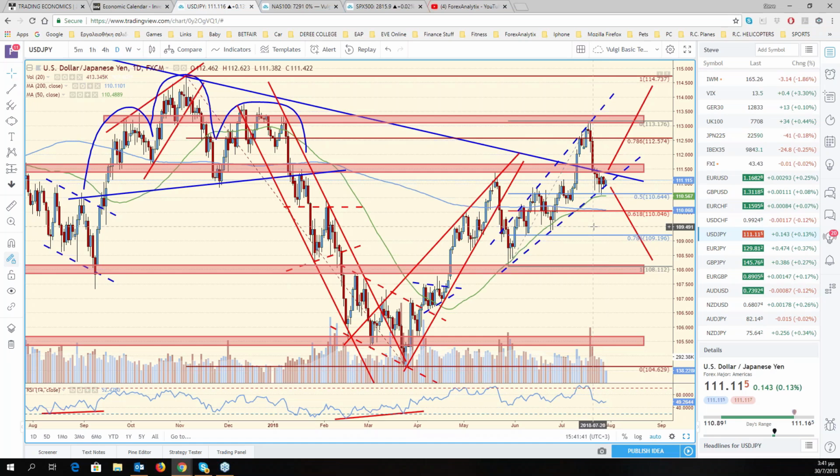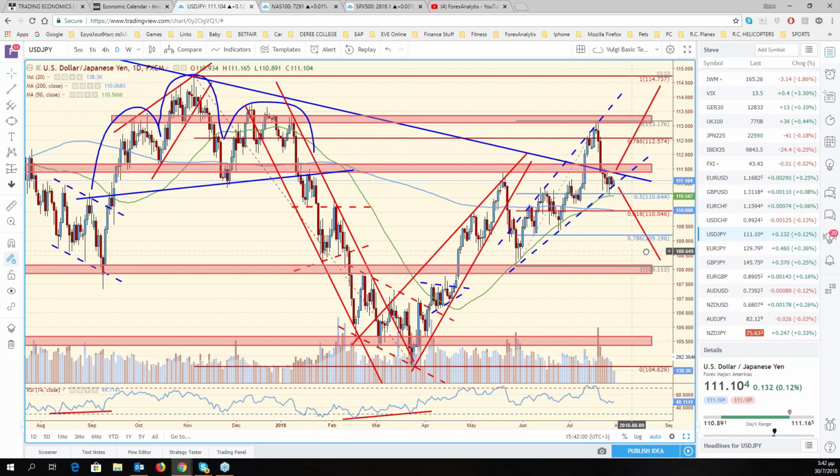In which case, I think the next area of support is at 110, because it's the 61.8 of the last move higher. It's also the 200 DMA. But in all likelihood, I think that if we actually start producing one more leg lower, we might even make it lower than there, like towards even retesting the 108 area. Regardless, the USD yen is a mess.